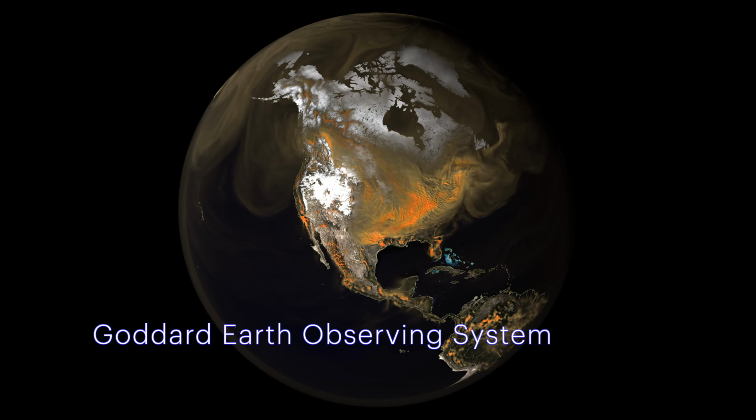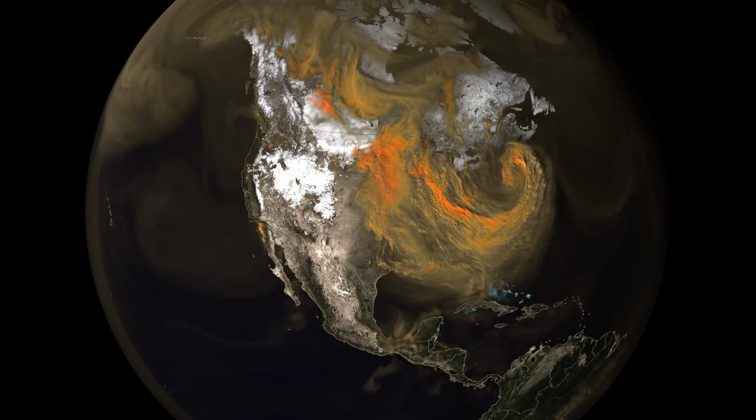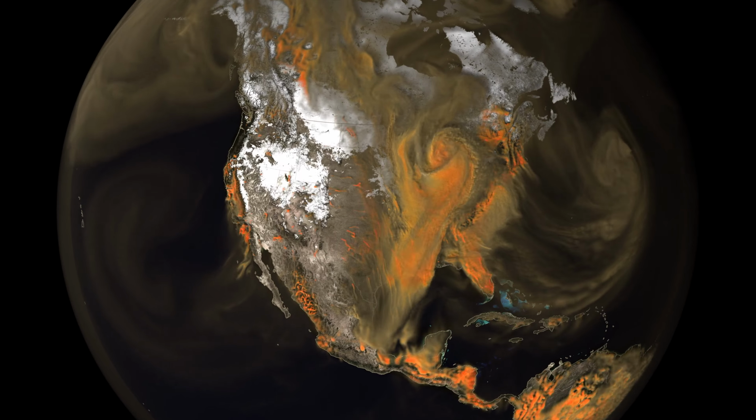The map was created by NASA's Scientific Visualization Studio using a model called GEOS, short for the Goddard Earth Observing System. GEOS is a high-resolution weather model powered by supercomputers that is used to simulate what is happening in the atmosphere, including storm systems, cloud formations, and other natural events.